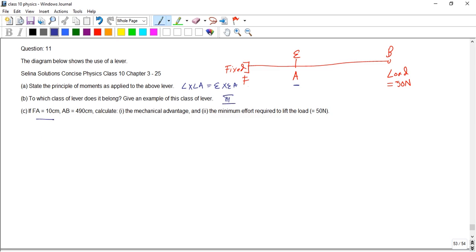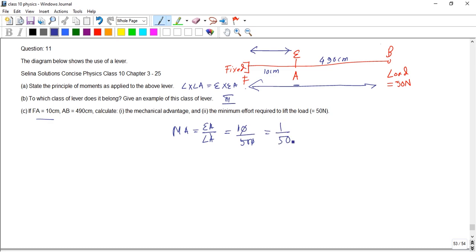Now if FA is 10 centimeter and AB is 490 centimeter, what is the mechanical advantage? Mechanical advantage equals effort arm by load arm. The effort arm is from fulcrum to effort, that is 10. And what is the load arm? The load arm is from here to there, that is 490 plus 10, that is 500. Cancel, so 1 upon 50.